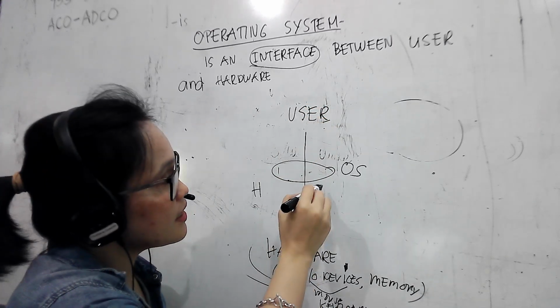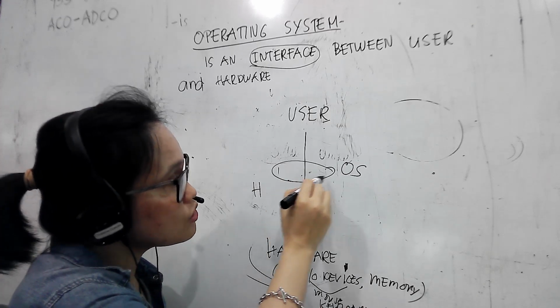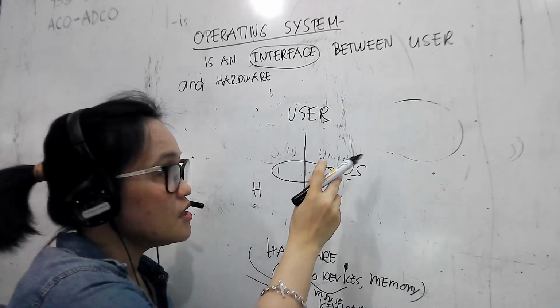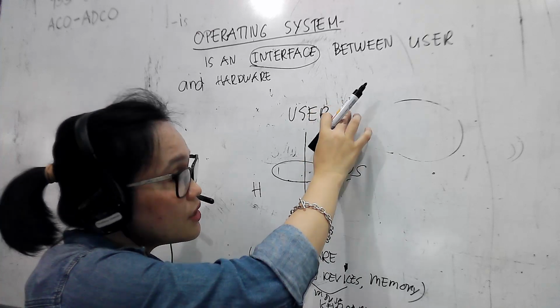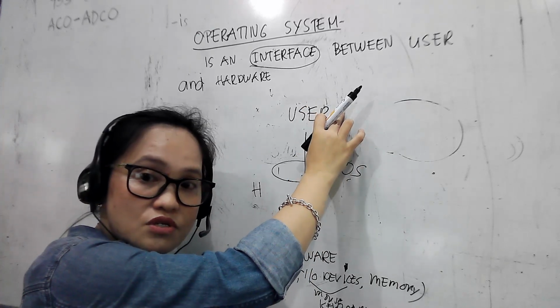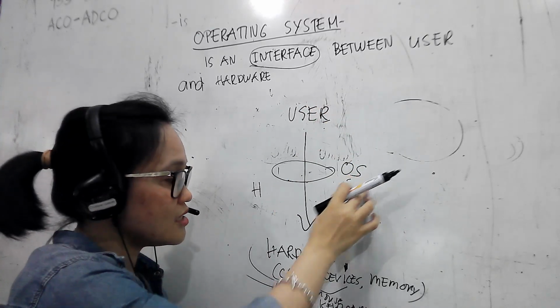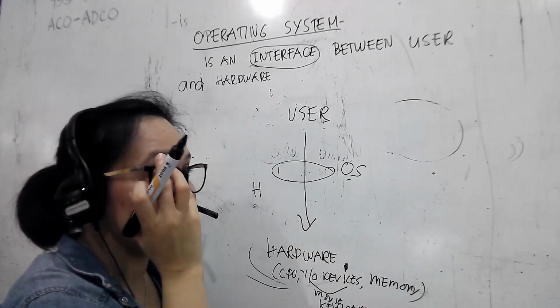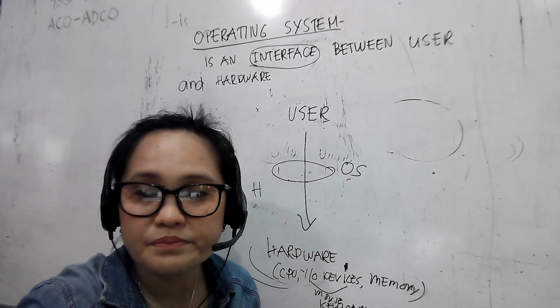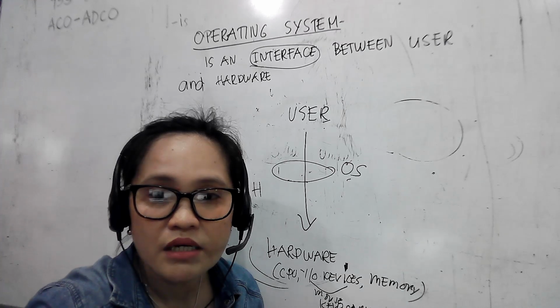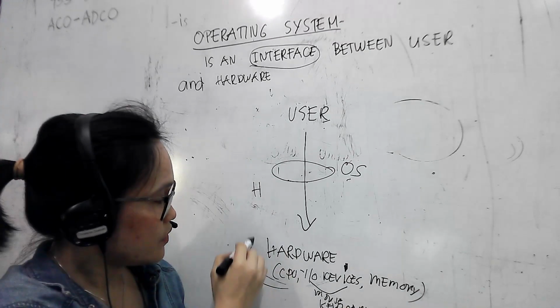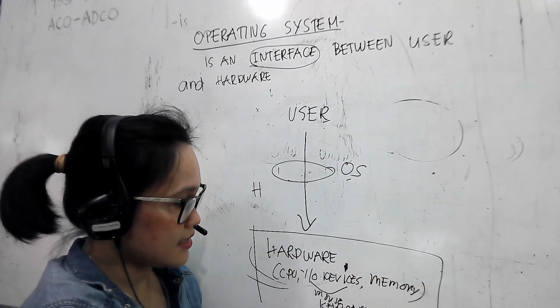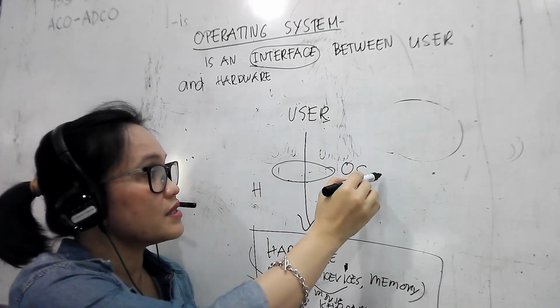So we need an interpreter, or an interface, which is the OS, in order for the instructions of the users while using the computer to be translated into the hardware. So this cannot easily be accessed by the user without the OS.